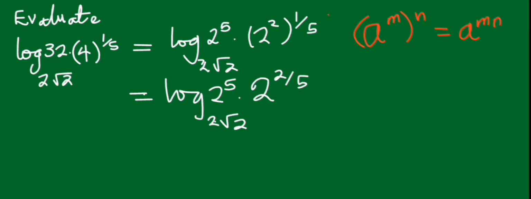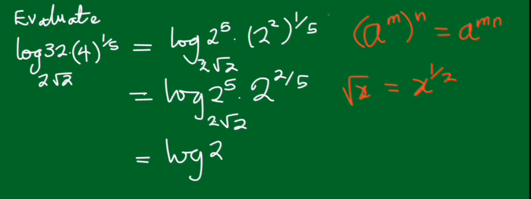Our next step, we need to work on the base, and the law that has to do with fractional exponents. If we have the square root of x, it is x to the power of half. That simply means that the square root of 2 here is 2 to the power of half, such that we have the logarithm of 2 to the power of 5 times 2 to the power of 2/5, and in the base it is 2 times 2 to the power of half.